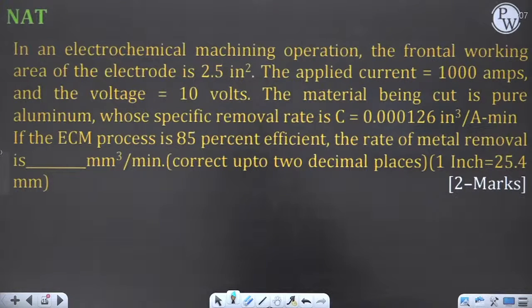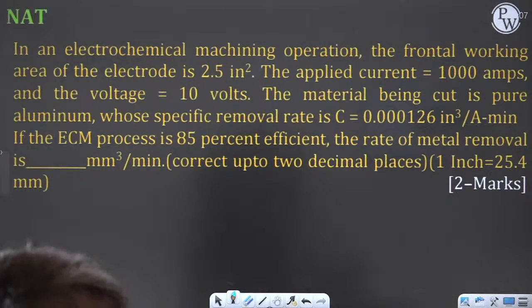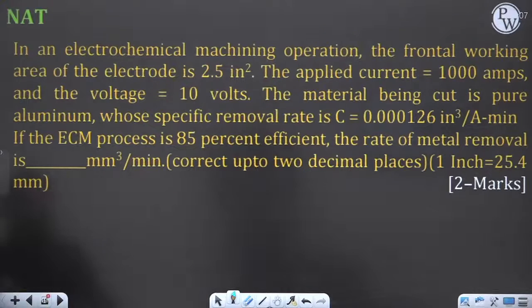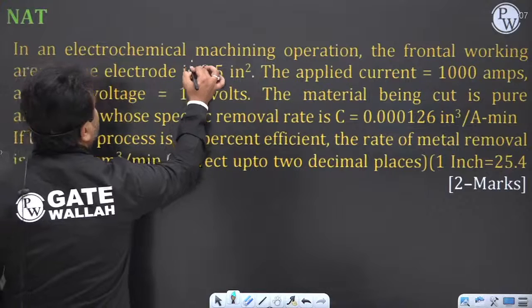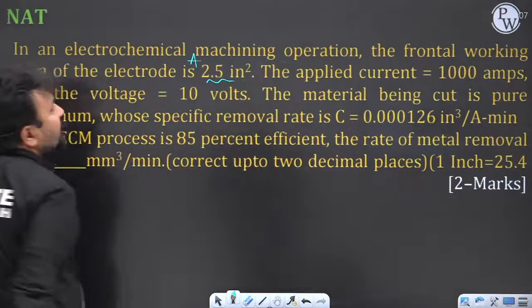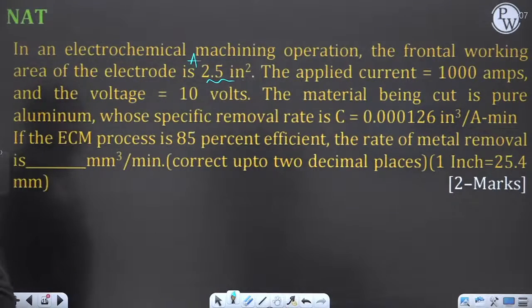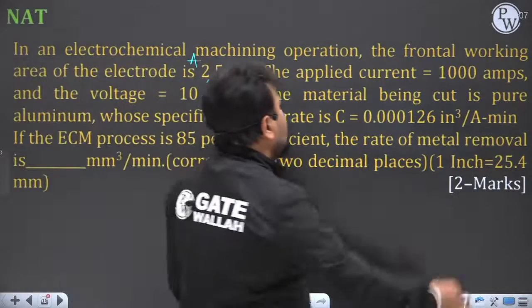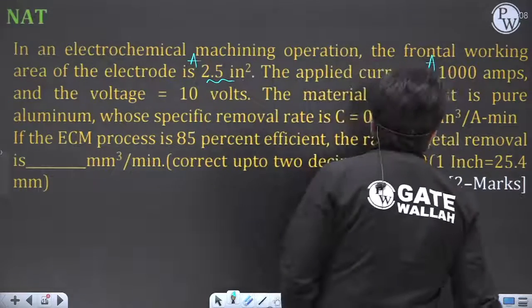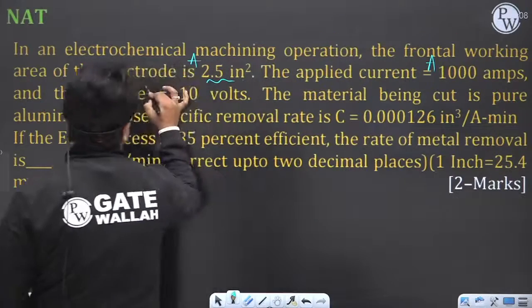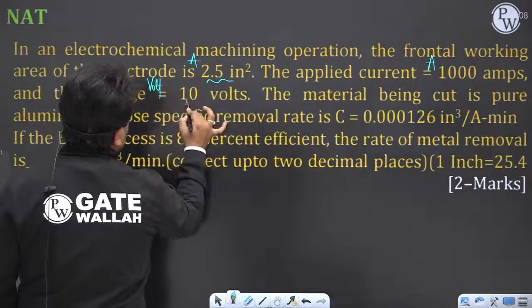Next question. In an electrochemical machining operation, the frontal working area of the electrode is given, that is 2.5 inches square. The applied current is 1000 ampere, and the voltage is given, 10 volt.